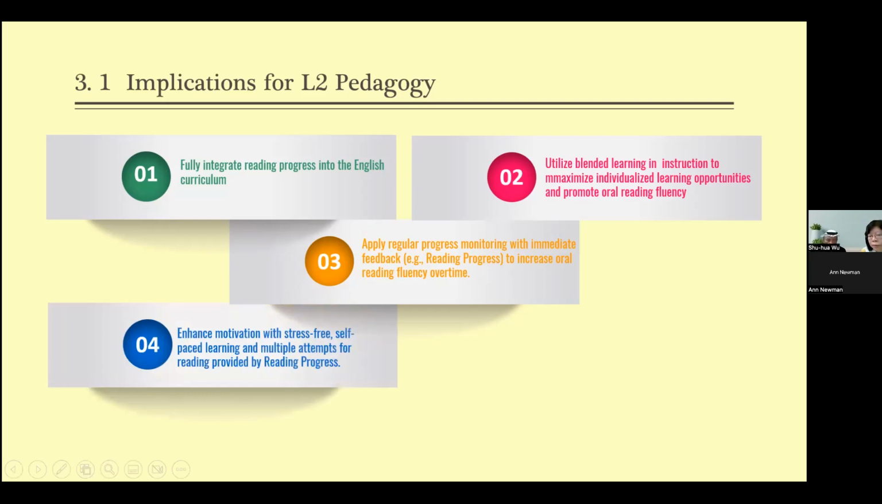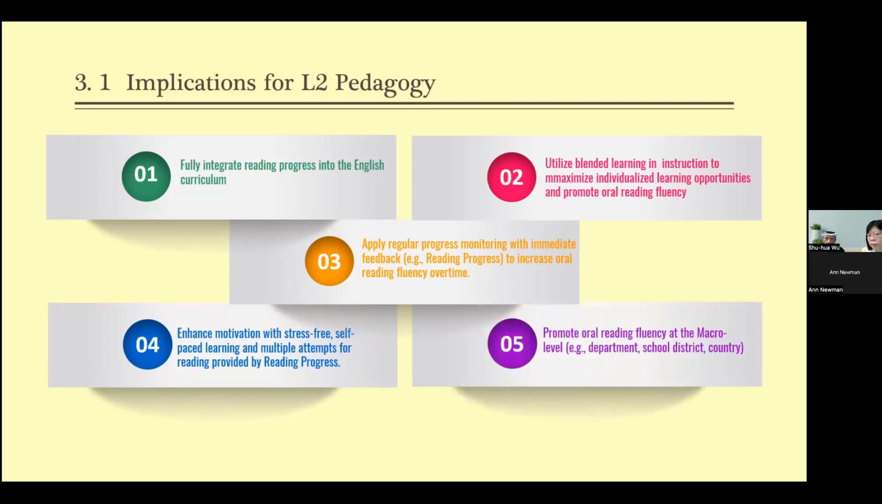The fourth implication is to enhance motivation with stress-free, self-paced learning and multiple attempts for reading provided by Reading Progress. Very good. Number 5 is to promote oral reading fluency at the macro level. This is the ultimate goal.